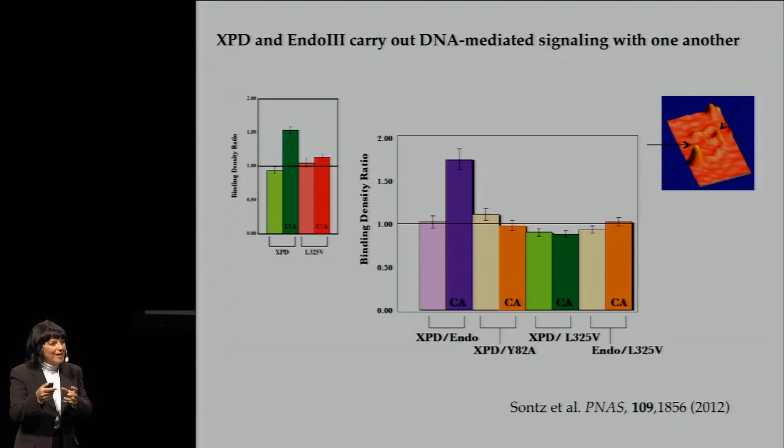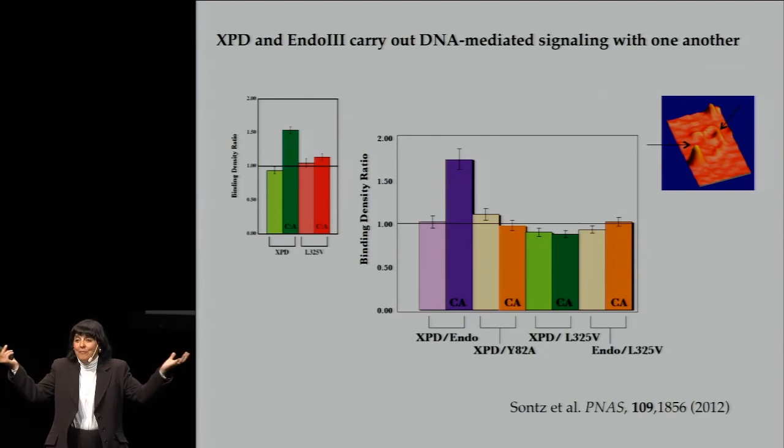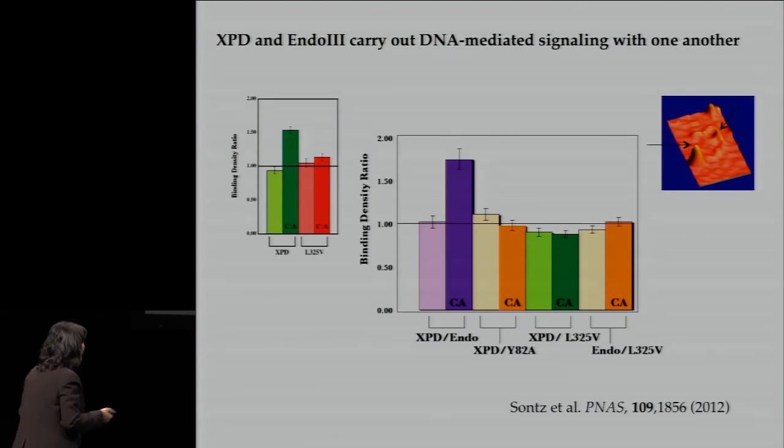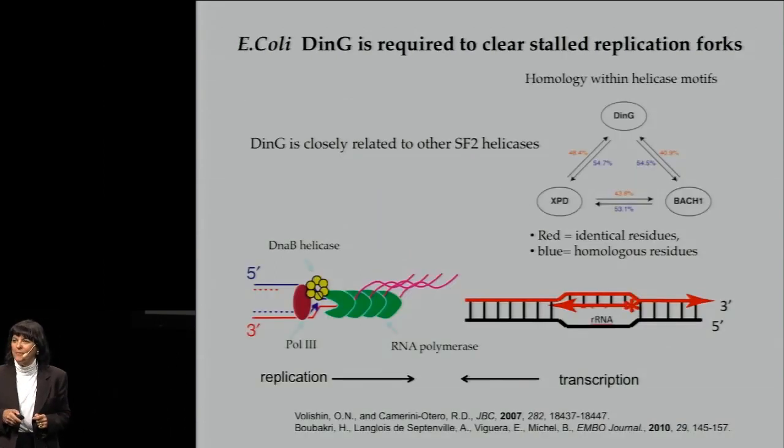But now we mixed XPD and endo 3, this protein from archaea and this protein from E. coli. It's just chemistry. They ought to be able to still do electron transfer together. And what we found is that they can signal to one another, that the mixture of XPD and endo will find the mismatched strand, but if either endo or XPD cannot do the electron transfer, they can't do the experiment.